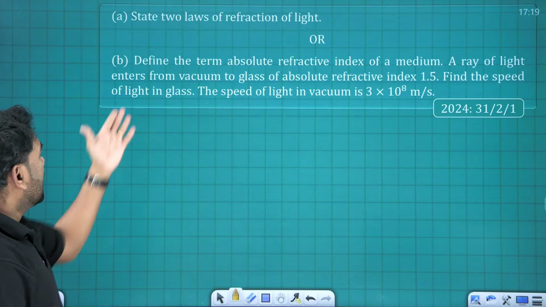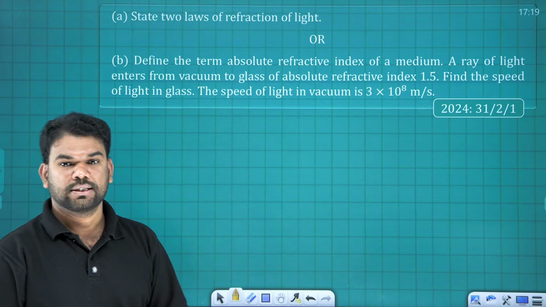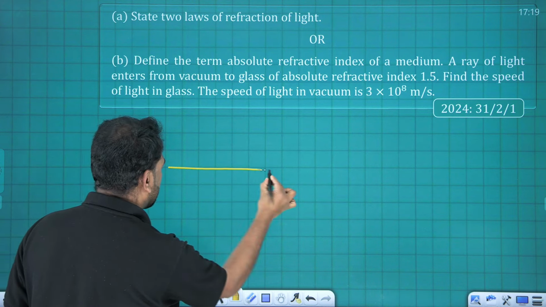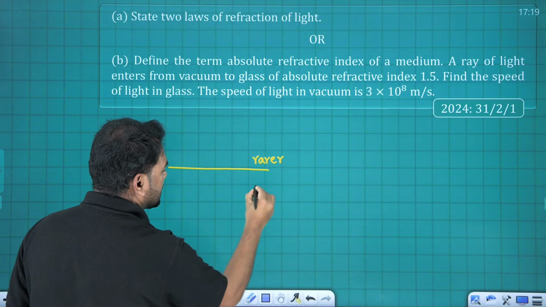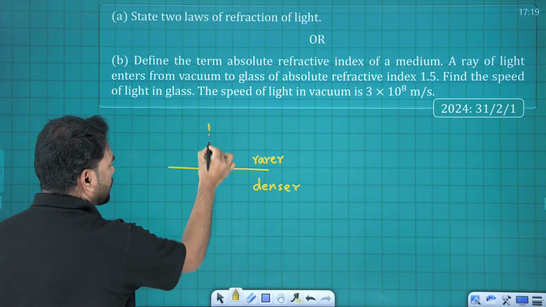Now next question, state two laws of refraction of light. Refraction means, just like the previous question, which is also based on refraction. If this is a transparent medium, let it be rarer and let it be denser. So you can see that, and you can draw a normal here.